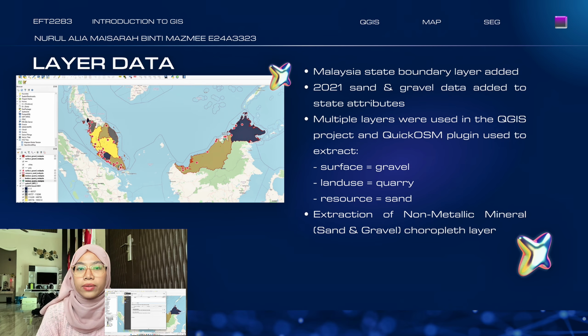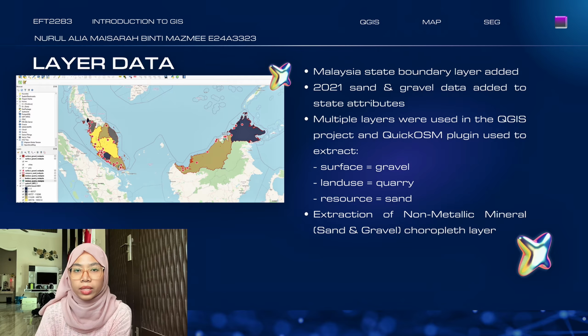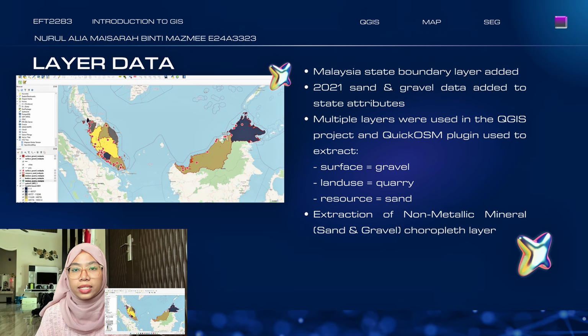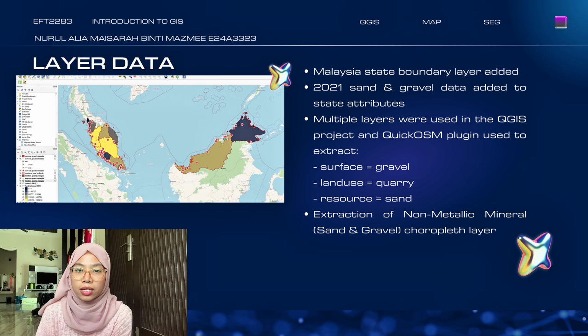Quarry and surface gravel locations obtained from OpenStreetMap using QuickOSM were overlaid on the extraction map. These point and polygon features show that sand and gravel extraction activities are commonly located near river systems and coastal areas. This spatial relationship supports the importance of GIS in identifying potential environmental impact zones.